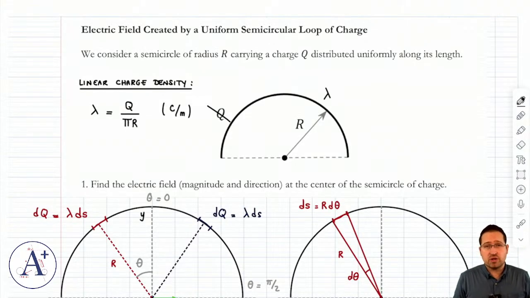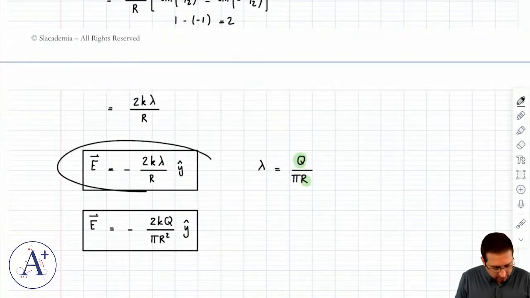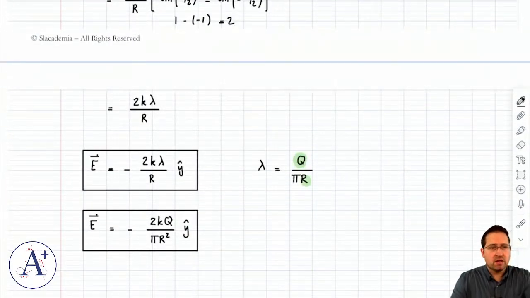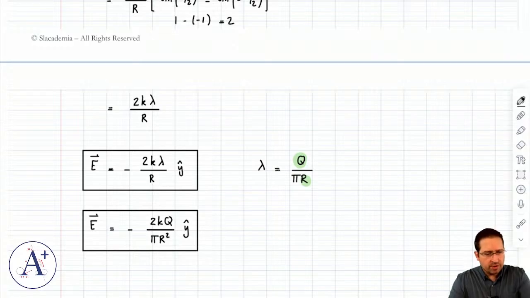But if the problem just goes ahead and says, here's a semicircle of charge with uniform linear charge density lambda, then you can just use lambda, and your final answer is going to look like this. So that's what we call the slice and dice method.